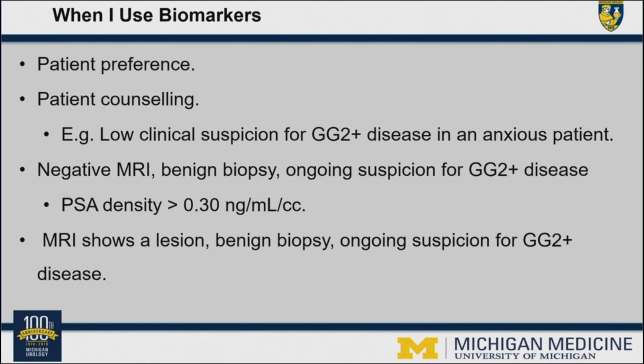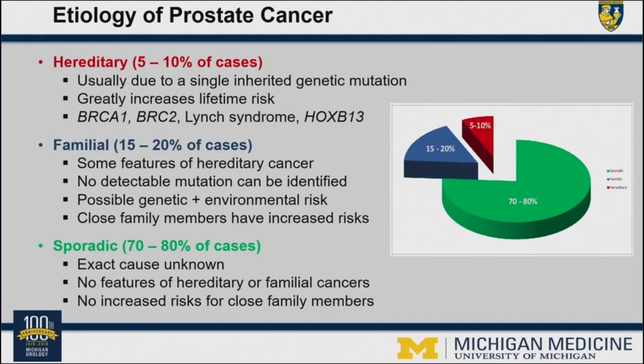The second part of the talk is germline genetic testing. We know the etiology of prostate cancer is multifactorial. It can be inherited, and it can also be familial, but no particular gene has been identified as linking or leading to inheritance of the cancer. In most cases it is sporadic, it just happens. Some genes have been identified to be associated with heritable prostate cancer, genes like BRCA1, BRCA2, Lynch syndrome genes, or HOXB13.